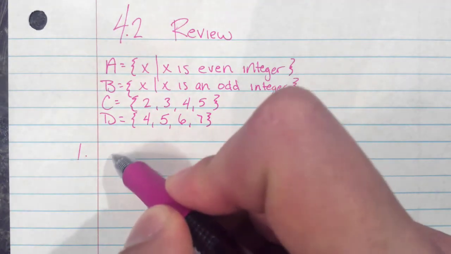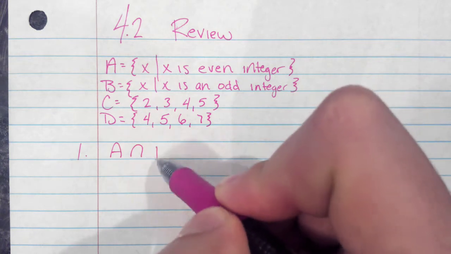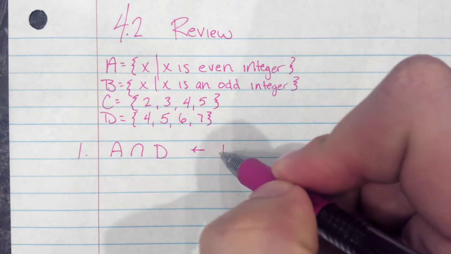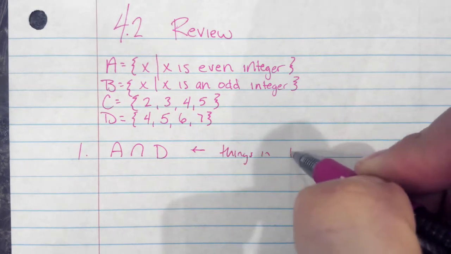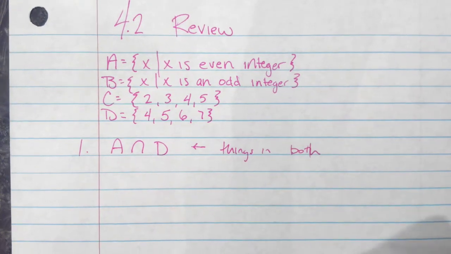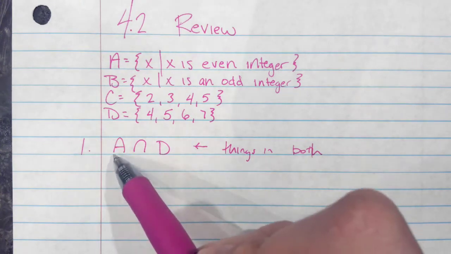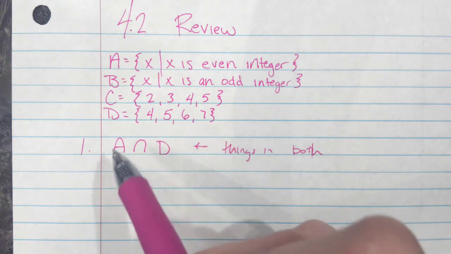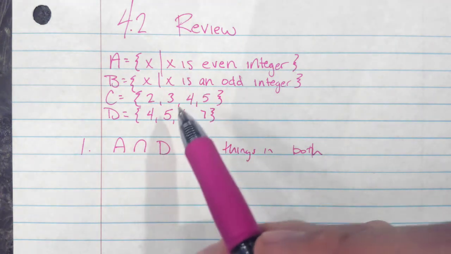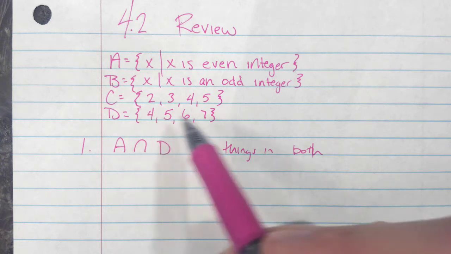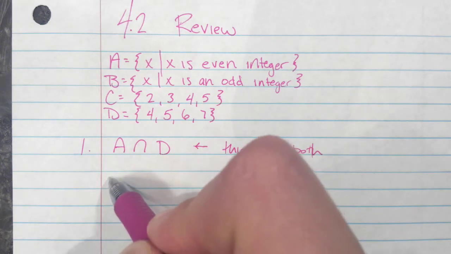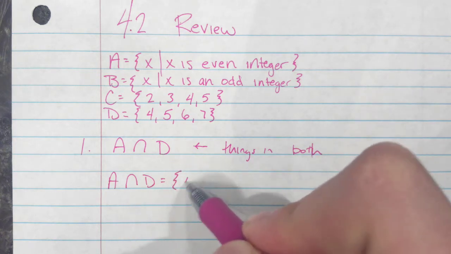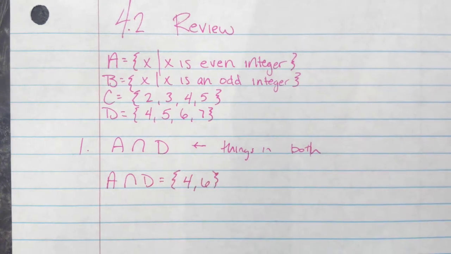So our first one, we're going to do the intersection of A and D. So remember, intersection means things in both, right? So if A is all the even numbers and D is 4, 5, 6, and 7, what is in both A and D? Well, it would be the even numbers of D. So the intersection of A and D would be the even numbers 4 and 6.